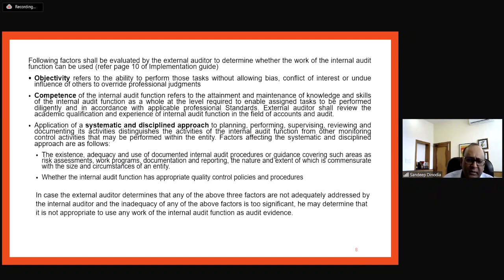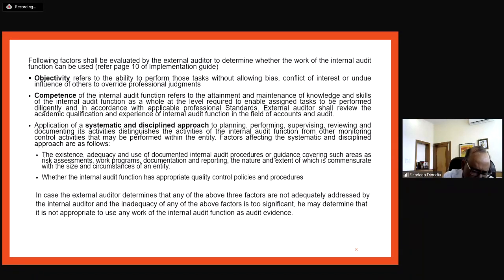So we have to see whether the internal auditor has been given a free hand, or in the appointment letter of the internal auditor, have they placed any constraints that you can't talk to this person, you can't look at this, you can't go to this plant. Are there any such constraints in the work of the internal auditor?